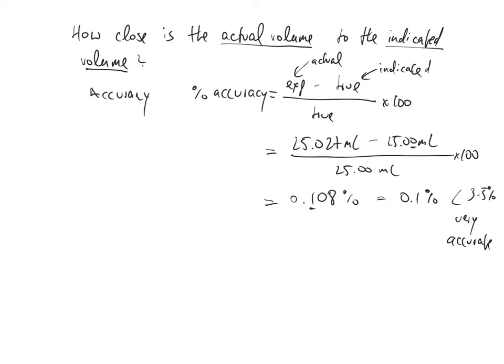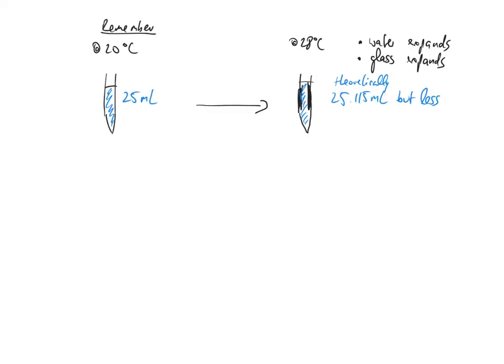Notice that the effect of temperature has multiple forms. For one, if you're at 20 degrees, which is where the manufacturer calibrates a pipette, and you add 25 milliliters to your pipette, if you then do the same experiment at 28, the volume of the water will expand, and also the glass will change its properties with temperature too. So you have two effects. The glass here will expand and the water will expand.